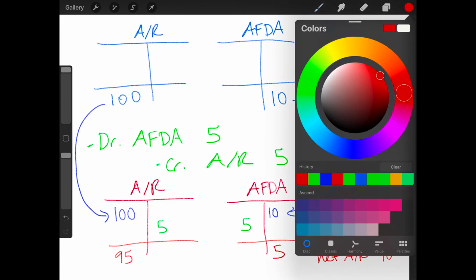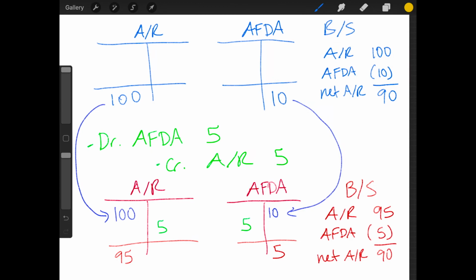So the biggest takeaway here is that your net accounts receivable before and after a write-off will be exactly the same, right? There's going to be no net impact to your net accounts receivable. And just an additional takeaway, remember that your net accounts receivable is the net realizable value of your accounts receivable, and it's the amount you actually expect to receive from customers who paid on account.